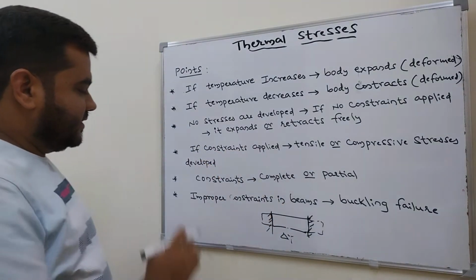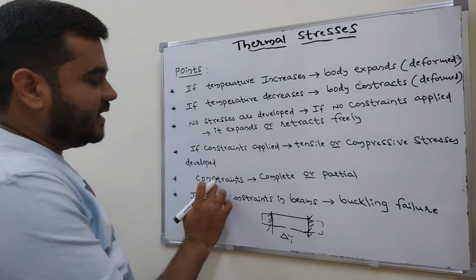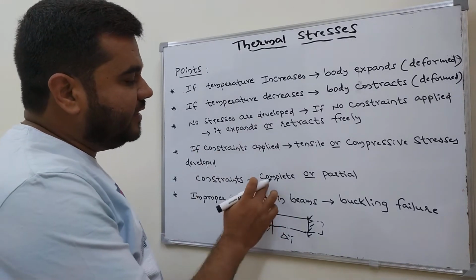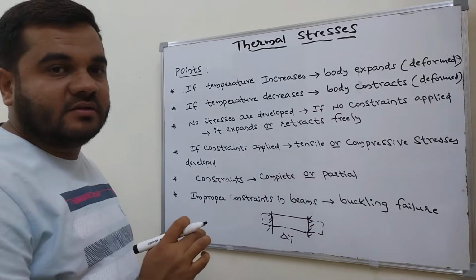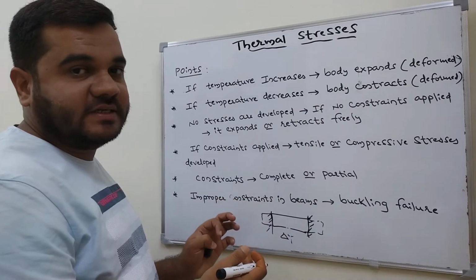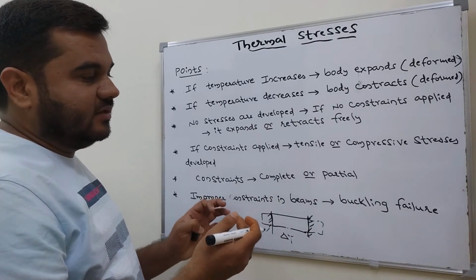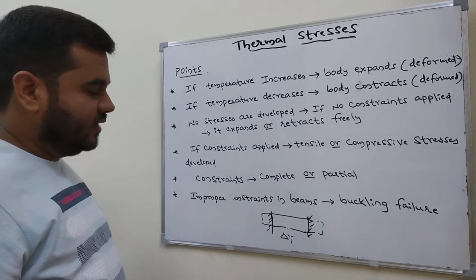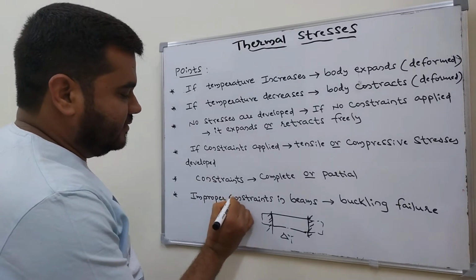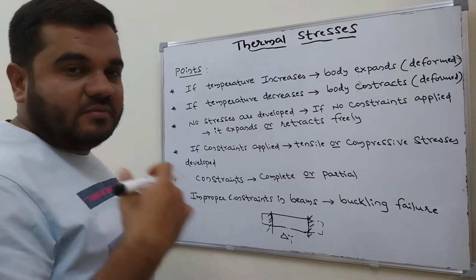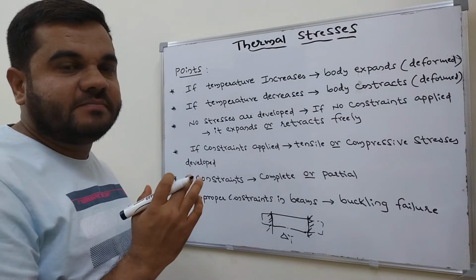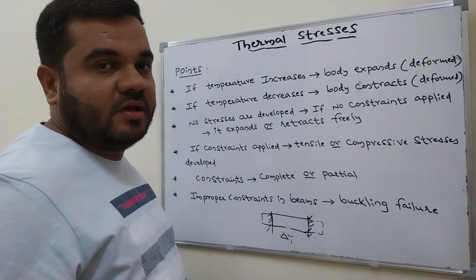The next point is the constraints. Whatever constraints you apply to avoid the expansion, they may be complete or partial. I'll explain later what complete and partial constraints are. You need to apply different types of constraints. The next point is improper constraints. Not properly designed or improper constraints in beams or bridges lead to buckling failure.